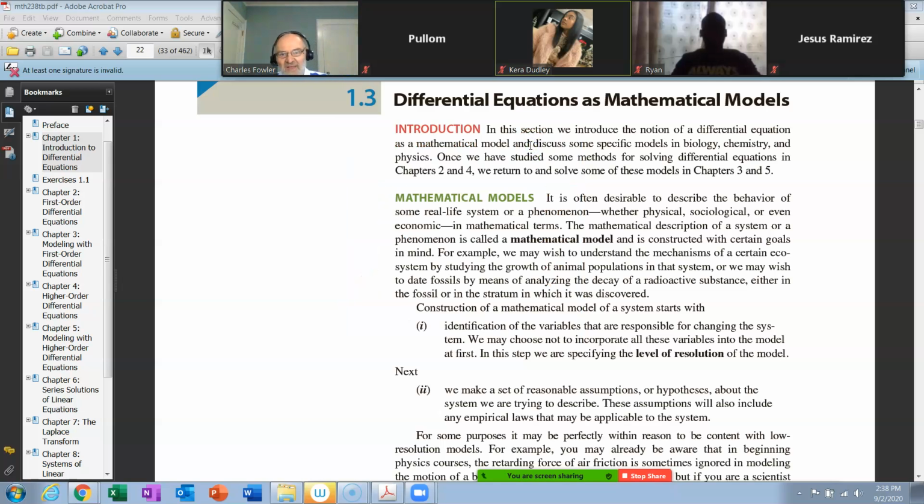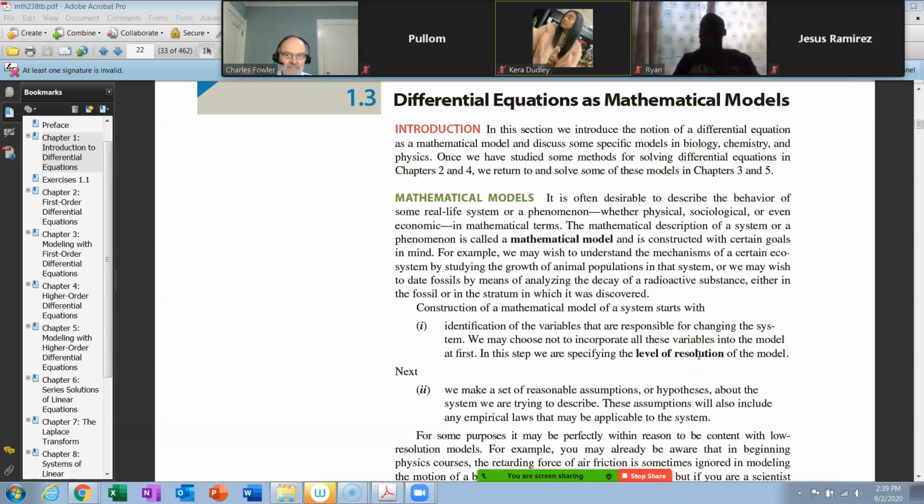So identification of variables, we're in chapter 1 still. Introduction to Differential Equations, 1.3, Differential Equations as Mathematical Models. Okay, so identify the variables that are responsible for changing the system, that are affecting the system anyway. We may choose not to incorporate all those variables in the model at first. In this step, we're specifying the level of resolution of the model.